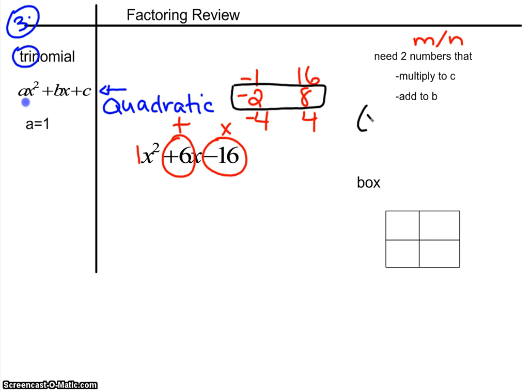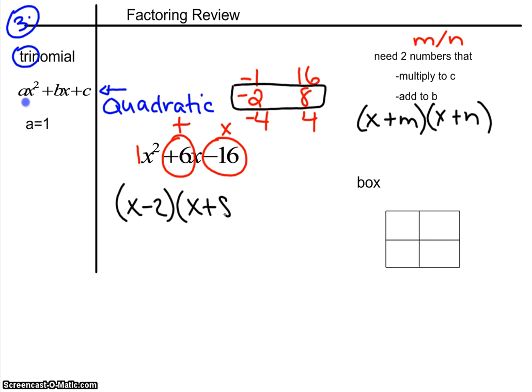Once I find those two numbers, I'm just simply going to put one with my variable and then the other one with my variable. And what I'm doing again is reversing that multiplication idea. I'm actually reversing the FOIL situation. If you think about FOIL, the outside piece and the inside piece get combined more times than not. So what I have here then is x minus 2, x plus 8.